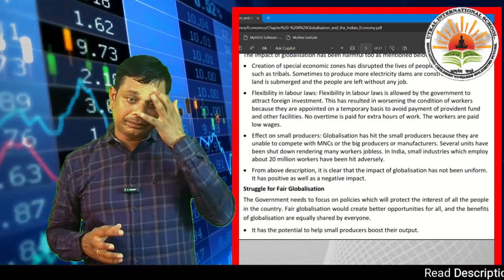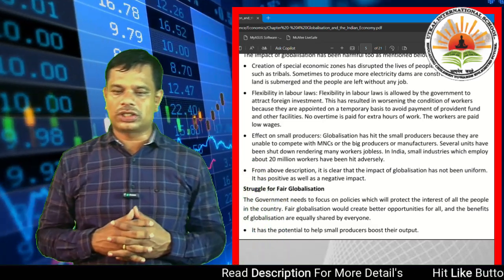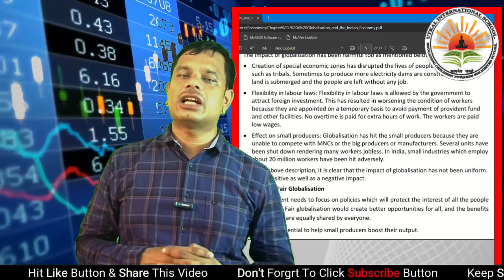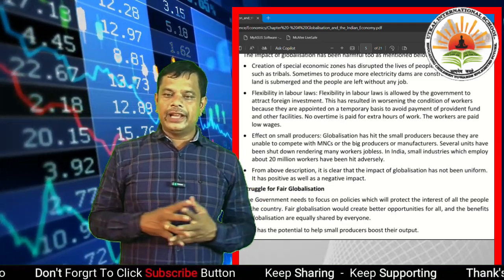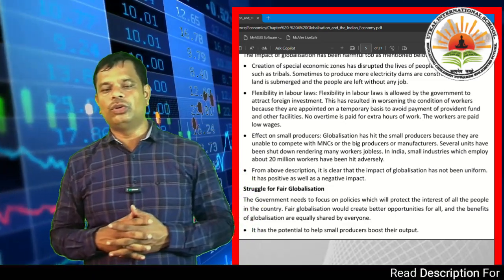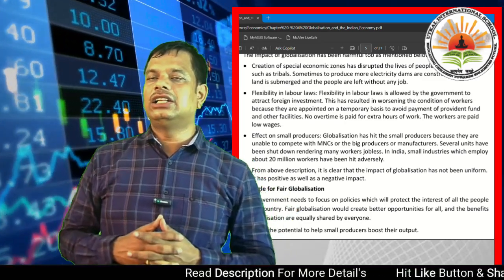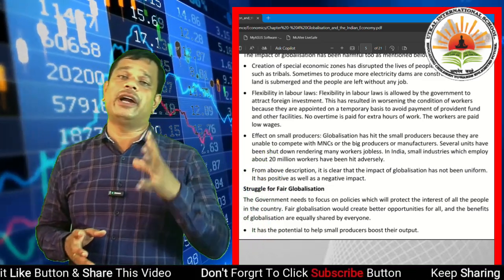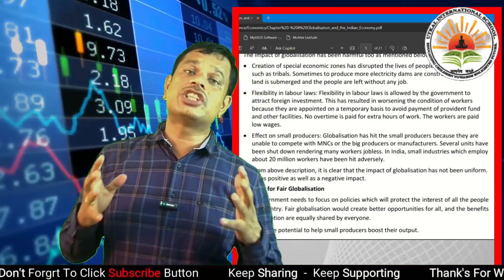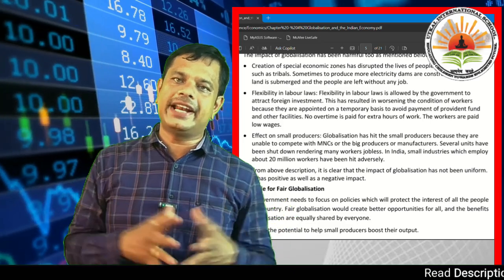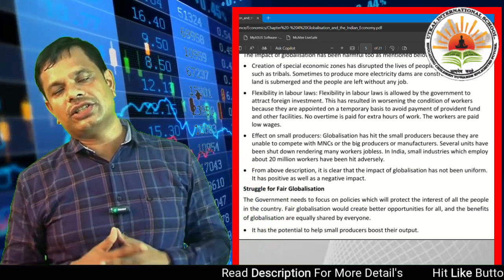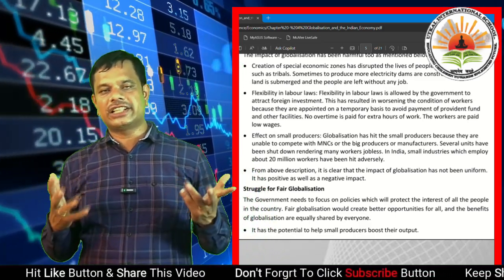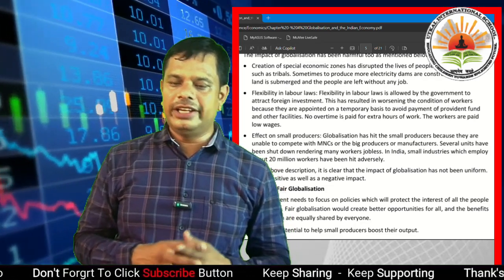So what happened? Among the small businessmen, small producers or manufacturers, several units have been shut down. They could not compete with the multinational corporations and the big producers, and several units have been shut down, rendering workers jobless. In India, small industries which employ about 20 million workers have been hit adversely. It is a big point. 20 million workers are working in small industries. If they cannot compete with the multinational corporations, what happens? The people's careers will be destroyed. They lose their jobs.